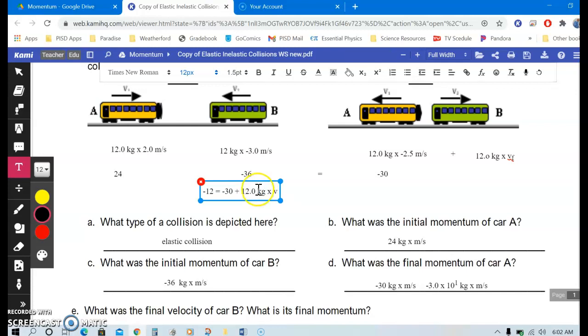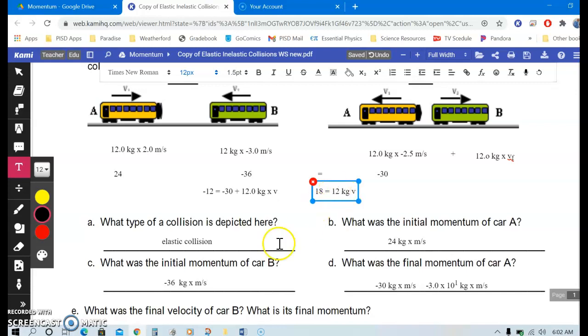All right. Okay, now to get rid of this one, since it's added to that, we need to do the opposite. Okay, so anyhow, this is negative 30, so to do the opposite of that, we need to add 30 to both sides. If we add 30 to both sides, 30 plus 12 gives you 18. And it would cancel this one out. So we have 18 is equal to 12 kilograms times the final velocity.